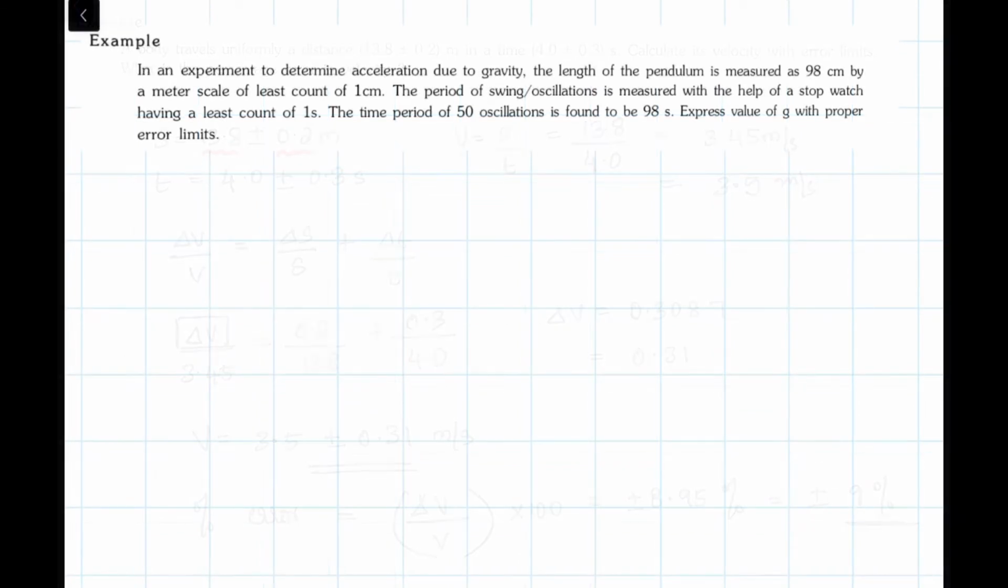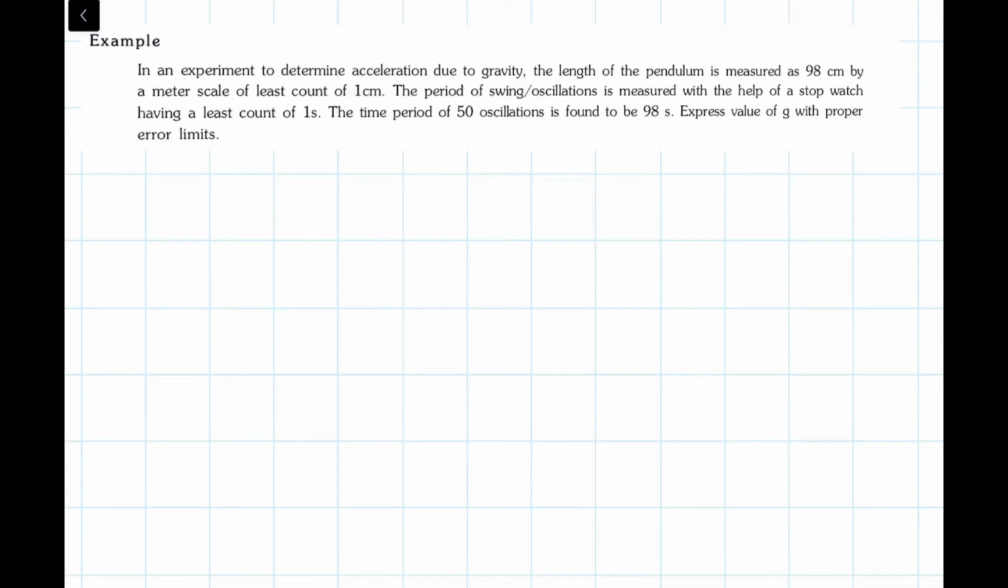Okay, so this is another question from the chapter units and measurements. Let's see it. In an experiment to determine acceleration due to gravity, the length of the pendulum is measured as 98 centimeter by a meter scale of least count 1 centimeter. The period of oscillation is measured with the help of a stopwatch having a least count of 1 second. The time period of 50 oscillations is found to be 98 seconds. Express the value of acceleration due to gravity with proper error limits.